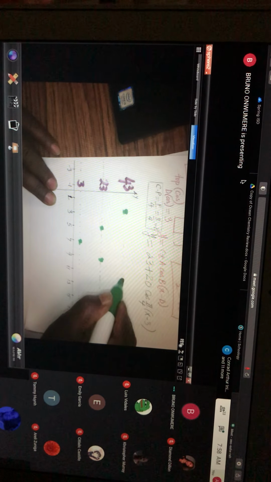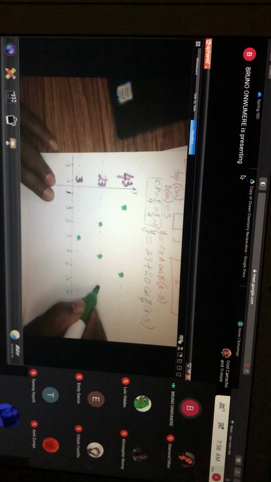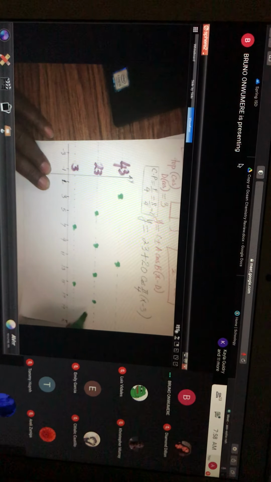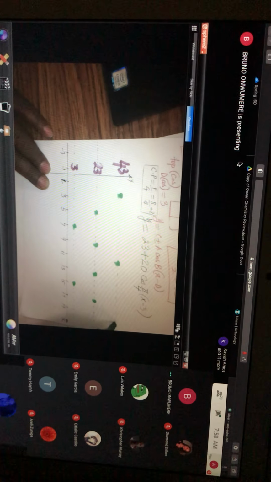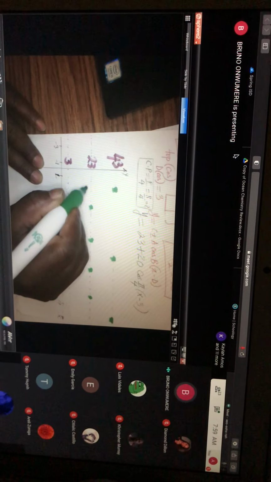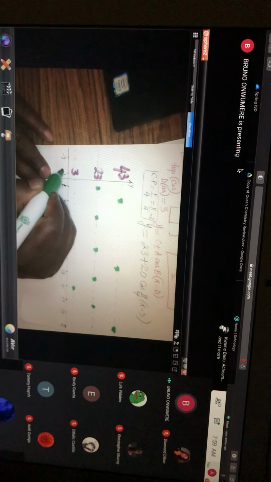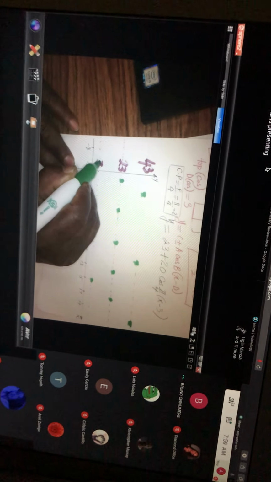11 is on top. 13 comes back to the middle. 15 is on the bottom. 17 goes back to the middle. 19 is on top. Here at 1 it comes back to the middle. -1 is at the bottom. -3 is at the middle again. So everybody sees I have plotted my points. What I need to do now, join them.